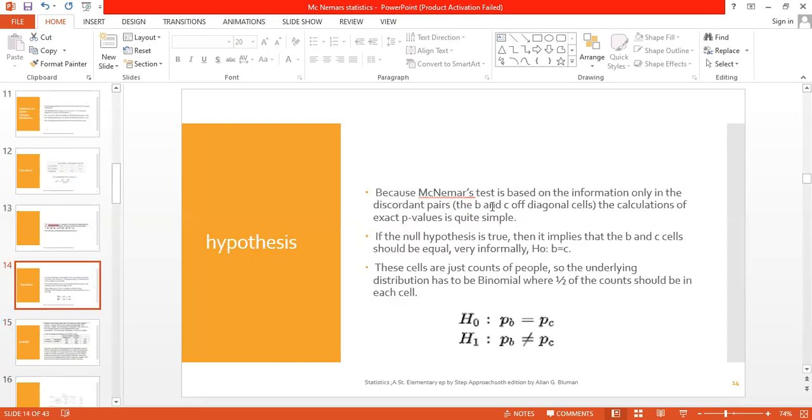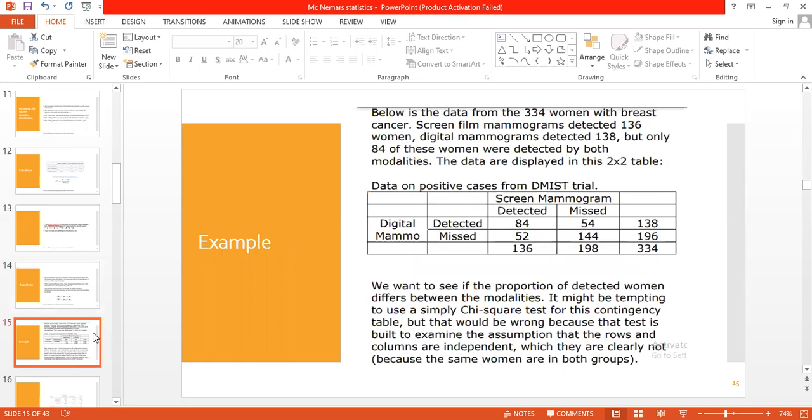Because the McNemar test is based on the information only in the discordant pair B and C, the calculation of the exact p-value is quite simple. If the null hypothesis is true, then B and C should be equal. The cells are just counts of people, so the underlying distribution has to be binomial, where 1/2 of the count should be in each cell. So this is our null hypothesis when pB equals pC, and this is our alternate hypothesis when these discordant cells are not equal.